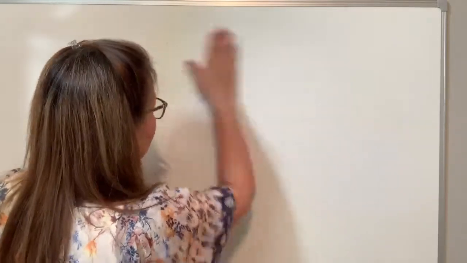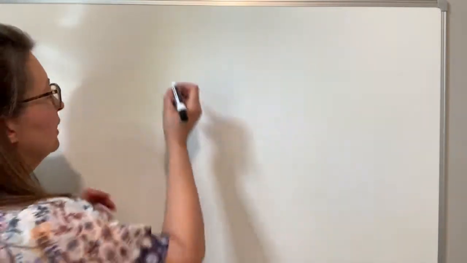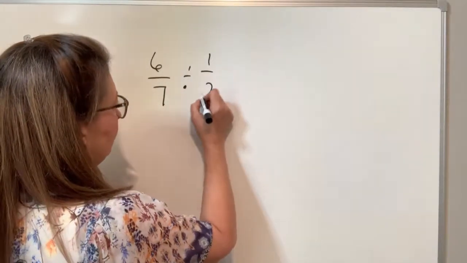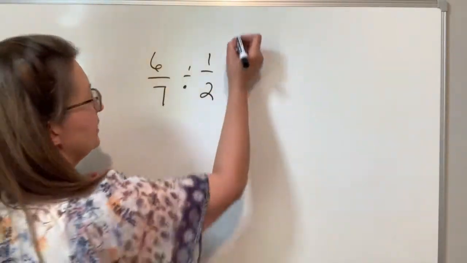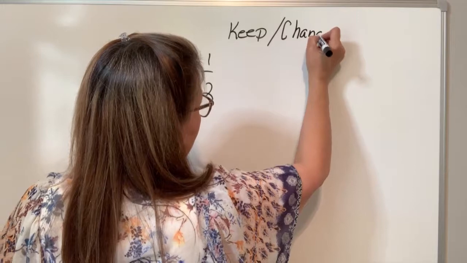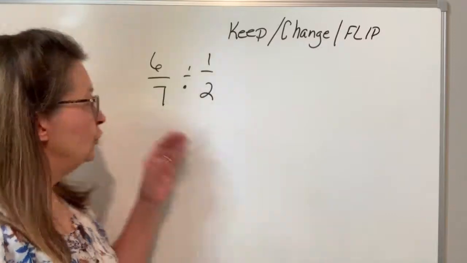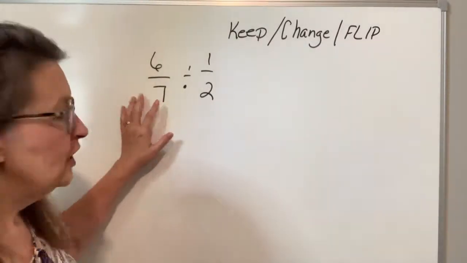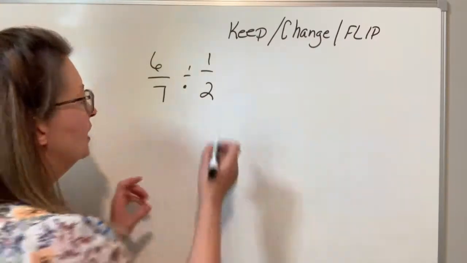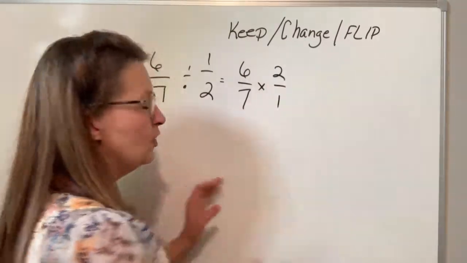So now let's look at division. Division is actually not much harder than multiplication. Let's take 6/7 divided by 1/2. The way you divide fractions is keep, change, flip. Okay? You keep the first fraction just like it is. You change the sign from division to multiplication, and then you flip the fraction. So we're going to rewrite this as 6/7 times 2/1.